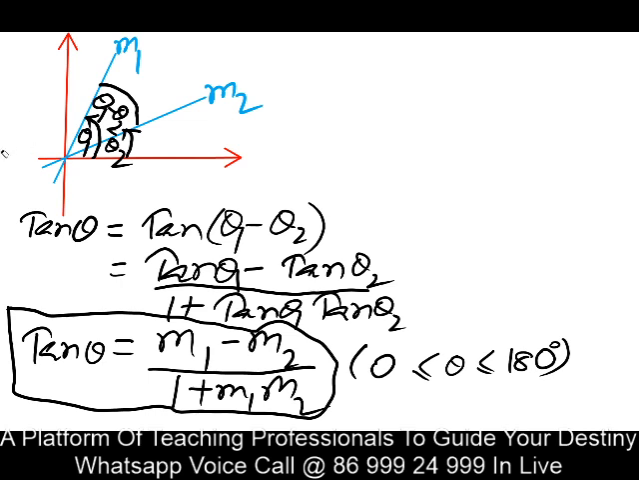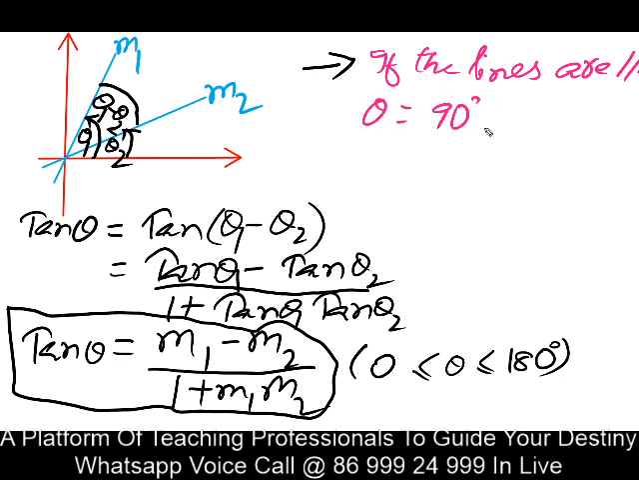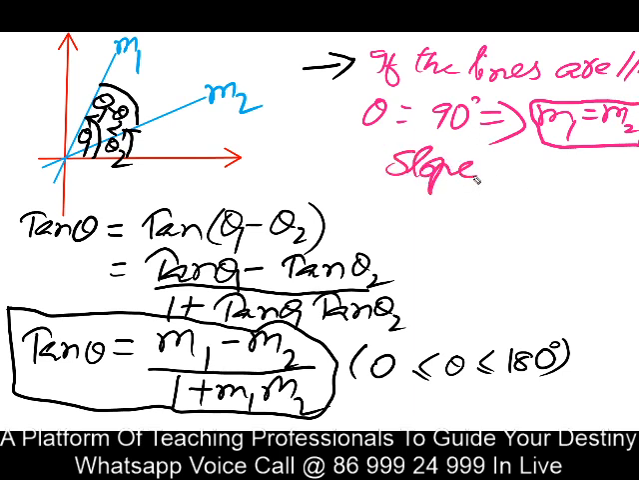If the lines are parallel, what is the condition here? If the lines are parallel, theta is equal to 0 degrees. Implies, put theta 0 here, tan 0 is 0, and m1 minus m2 equal to 0, and thereby you will get m1 is equal to m2. So if two lines are parallel, slopes are equal.